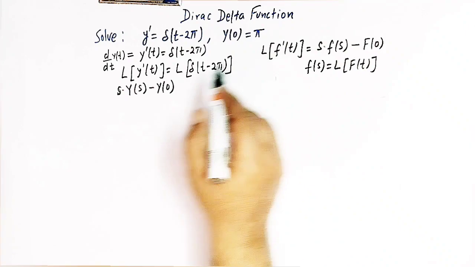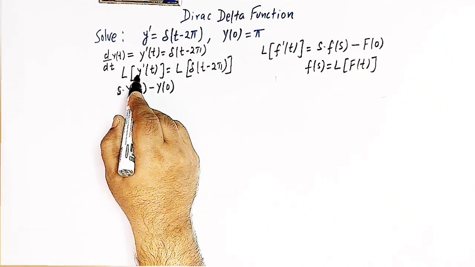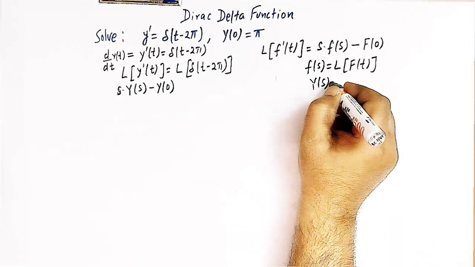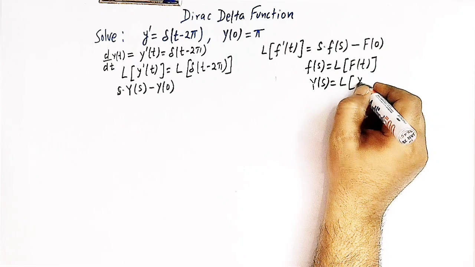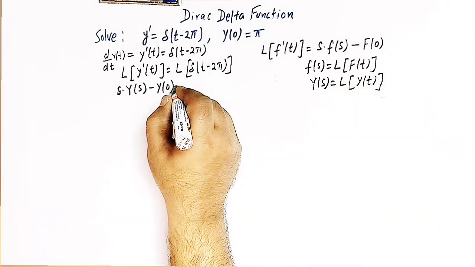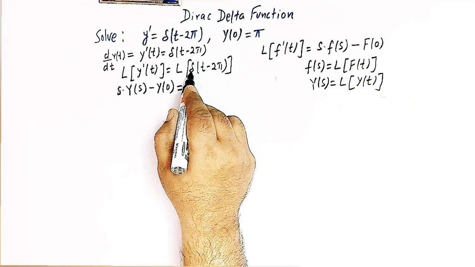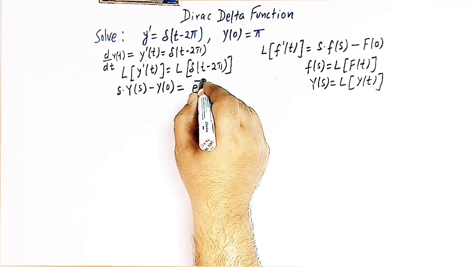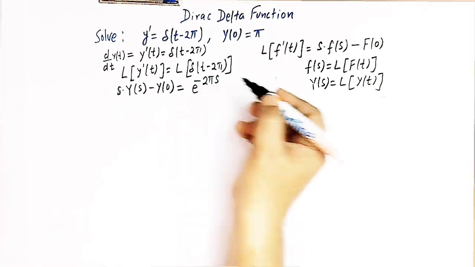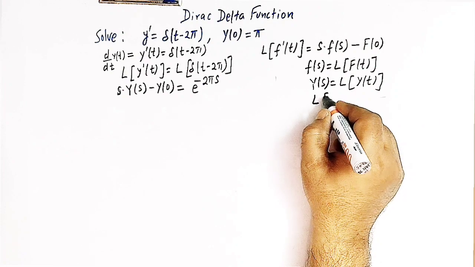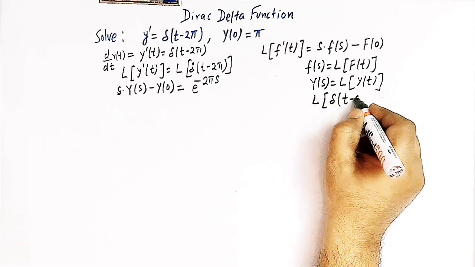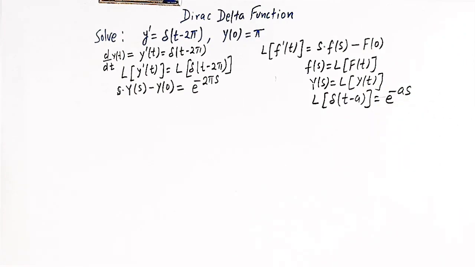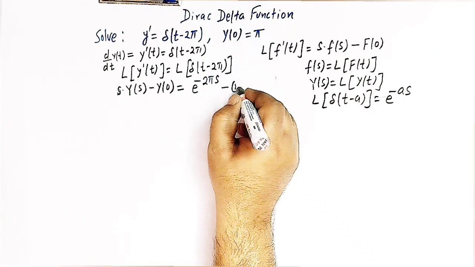So using this result, we can write the Laplace transform of y prime of t as s times Y of s, where Y of s is the Laplace transform of y of t, right? And here the Laplace transform of this delta function may be written as e raised to minus 2 pi s, because we know that the Laplace transform of delta of t minus a is given by e raised to minus as, right? So now we have this equation.